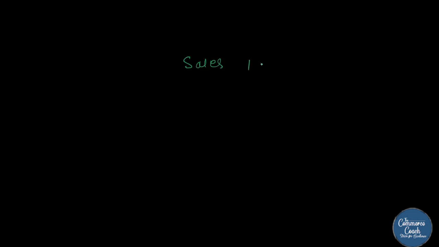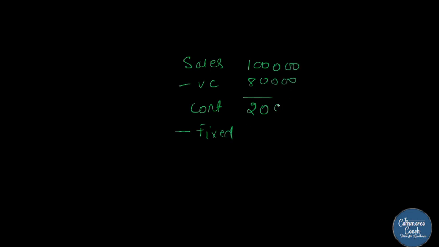See, suppose my sales are 100, my variable cost are 80, my contribution is 20. Now I do not know about fixed cost, let's take it as 1 lakh, 80,000 and 20,000. I do not know about my fixed cost, but I know about my profits. My profits are, let's suppose, 5,000.